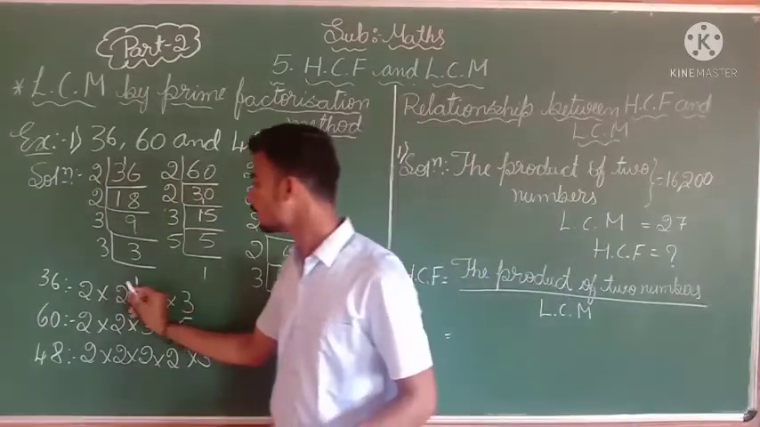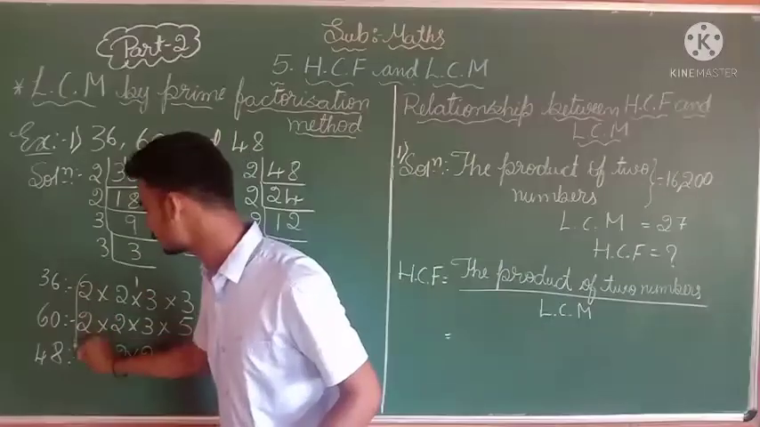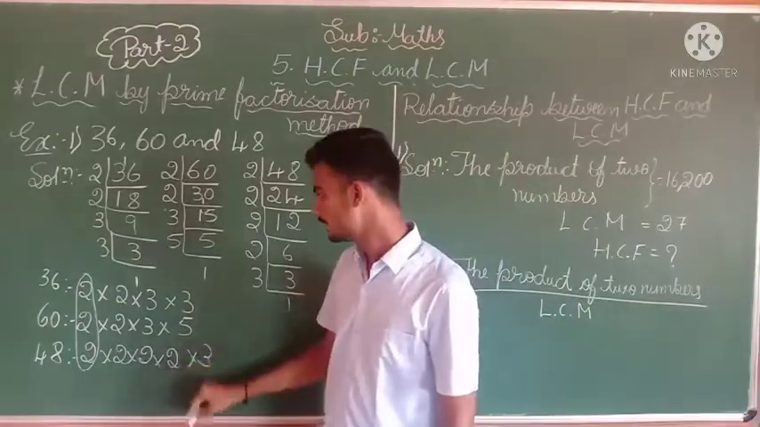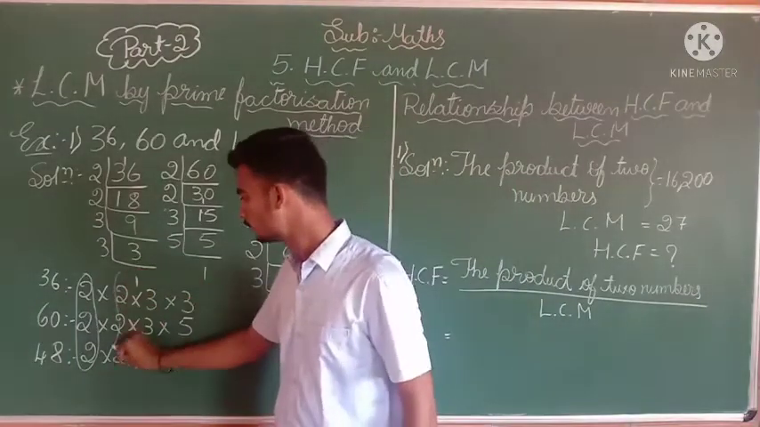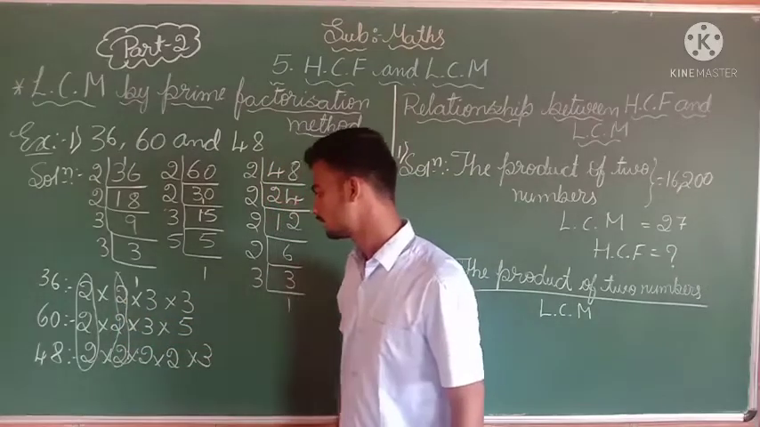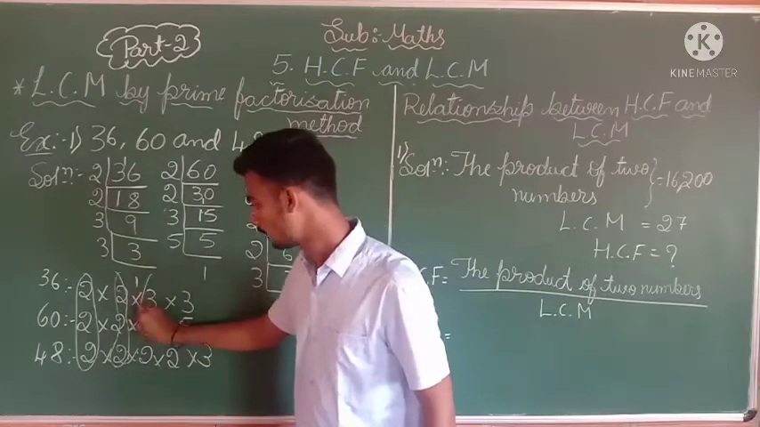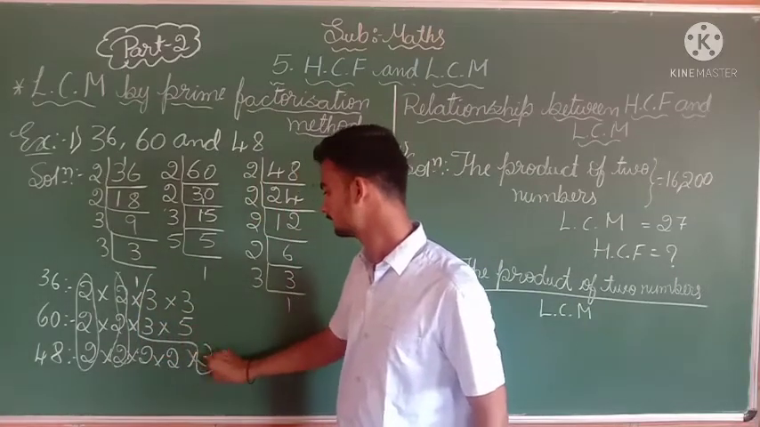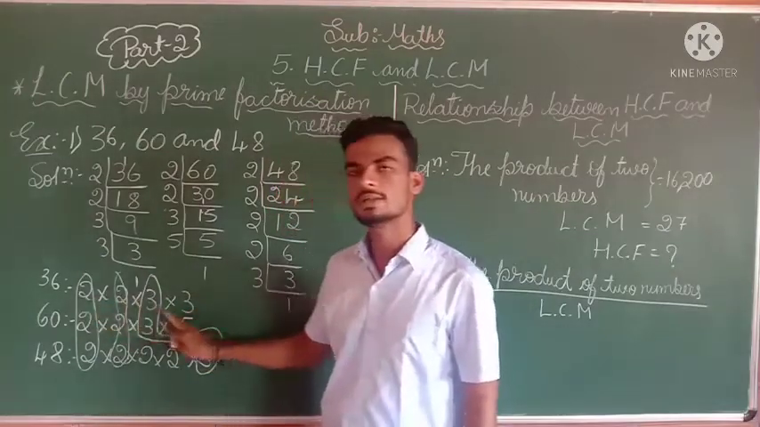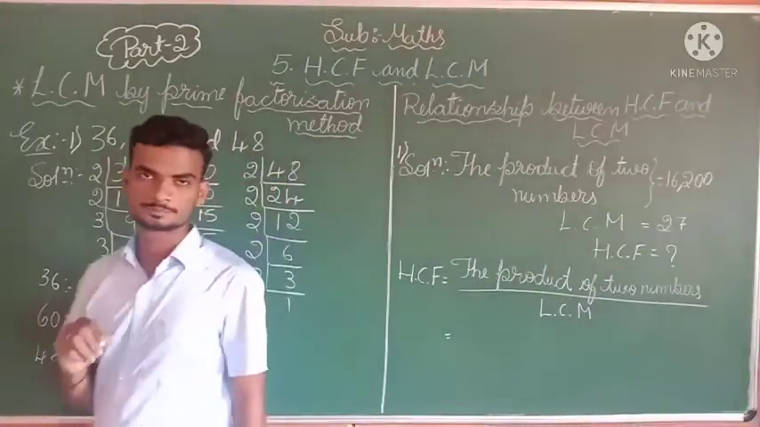Then if you find the common numbers, which is the common number in all these three? First 2. 2 is a common number. Then again here is also 2. 2 is a common number. Then 3. Here 3 is a common number we will find. These are the common numbers we will find: 2, 2, 3.